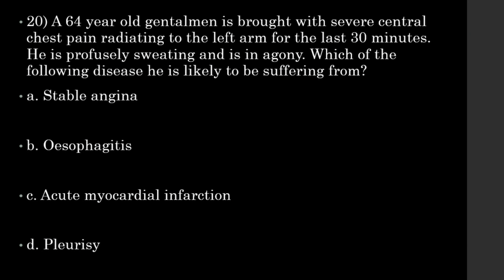A 64-year-old gentleman is brought with severe central chest pain, radiating to the left arm for the last 30 minutes. He is profusely sweating and is in agony. Which of the following diseases is he likely to be suffering from? Option A, stable angina. Option B, oesophagitis. Option C, acute myocardial infarction. Or option D, pleurisy. So what do you think will be the right answer for this question?